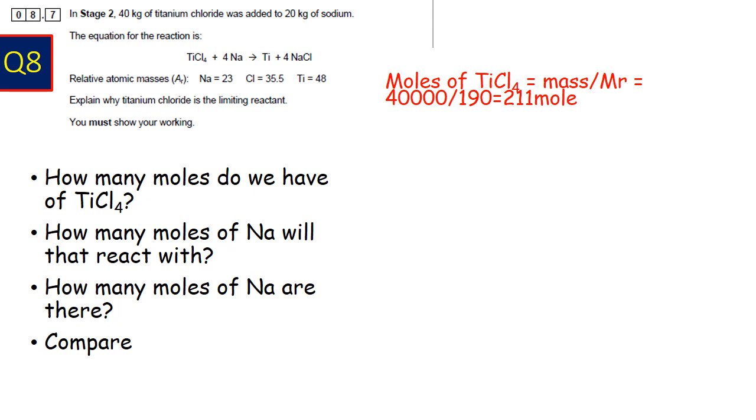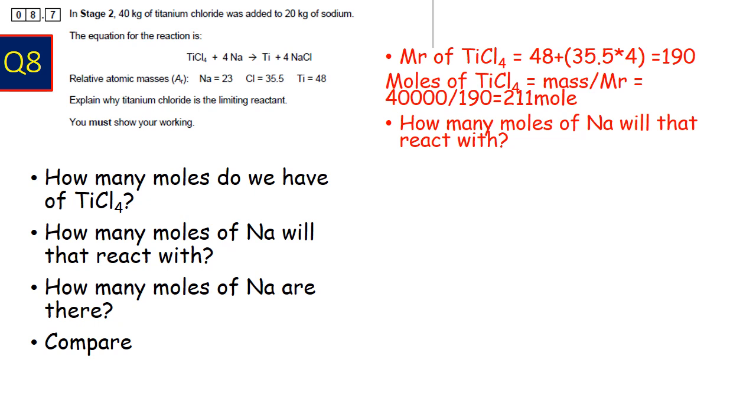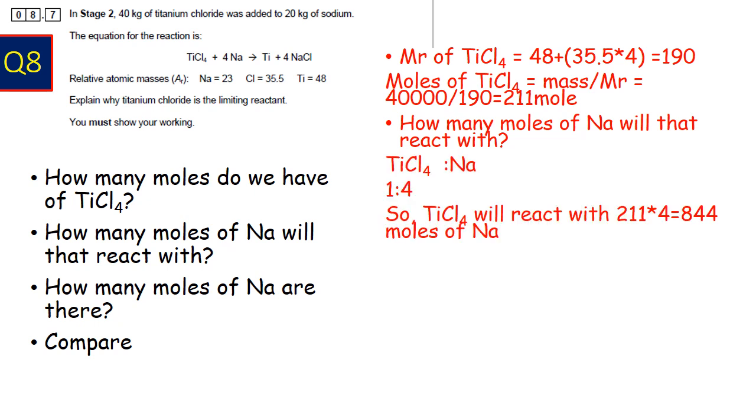Now we need to say how many moles of sodium that will react with. This is where we look at our equation and the ratio of moles of titanium chloride to sodium. If we look at the equation, this is a 1:4 ratio. So if we've got 211 moles of titanium chloride, it is going to react with 844 moles of sodium.